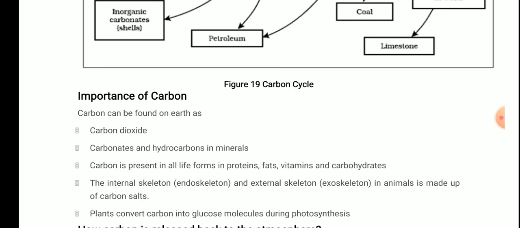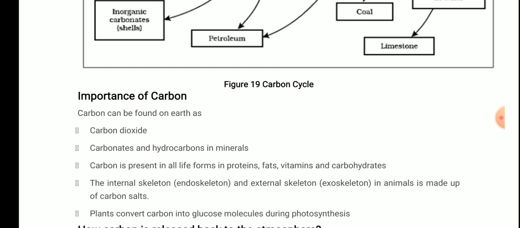What are hydrocarbons? Hydrocarbons are the substances which contain hydrogen and carbon. For example, you might have heard the names methane, ethane, propane. These are the substances which are known as hydrocarbons. So hydrocarbons are the substances which contain carbon and hydrogen in mineral form.